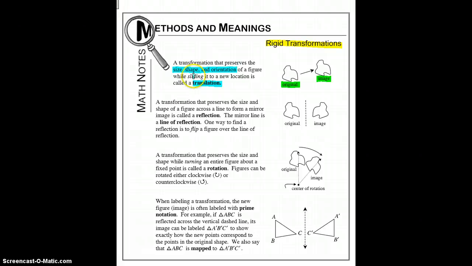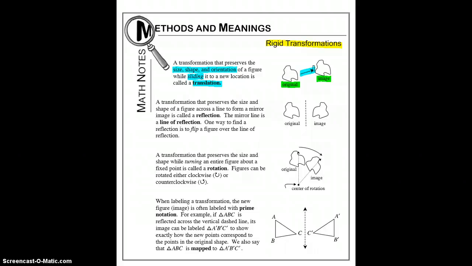All it's doing is sliding from one spot to the next. Nothing's changing, nothing's turning, nothing's growing bigger, nothing's growing smaller. Every point is the same distance from the other point. It's just that we are translating it or sliding it.